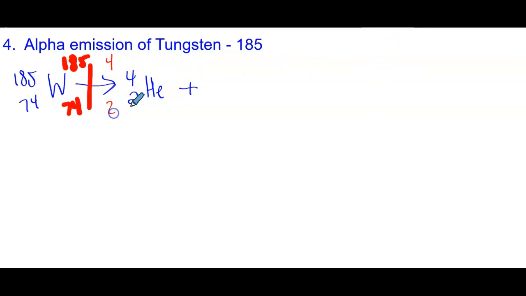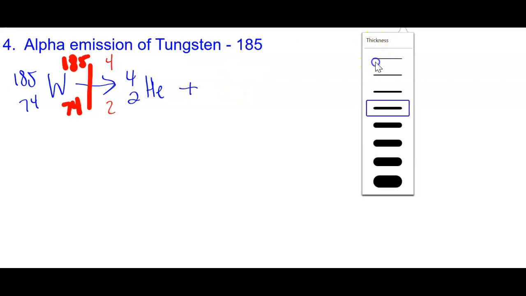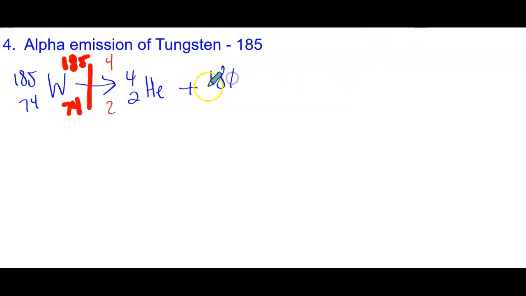And then this is 4 and 2. Okay, so we're thinking about what do I need to get to 185? I need 181. 181 plus 4 gets me 185, and what plus 2 gets me to 74? 72. And I look up element 72, and I see it's HF, hafnium.